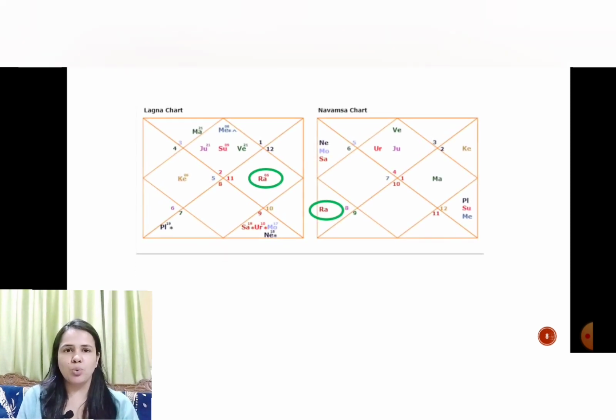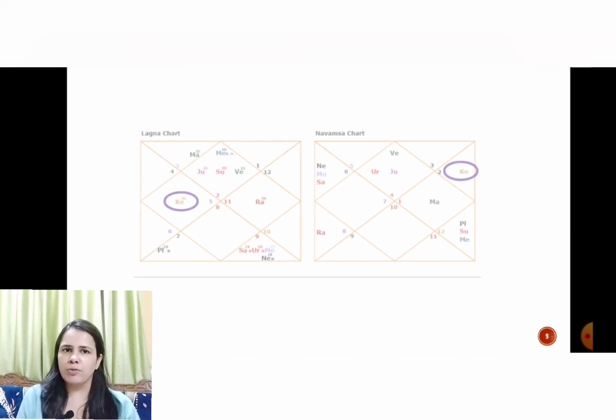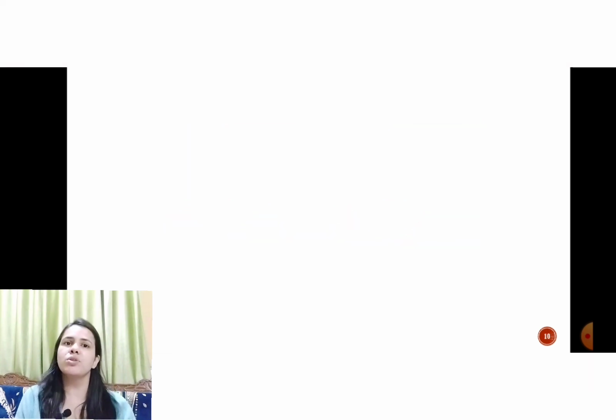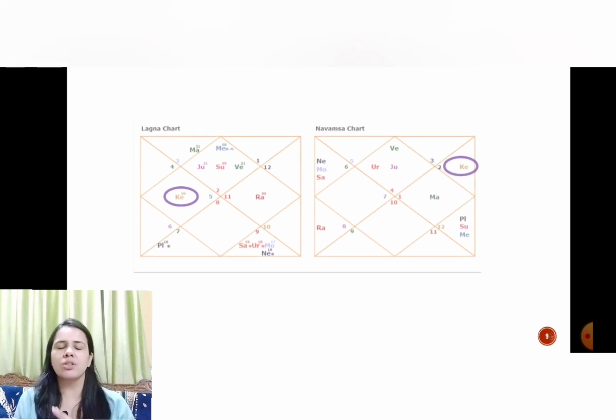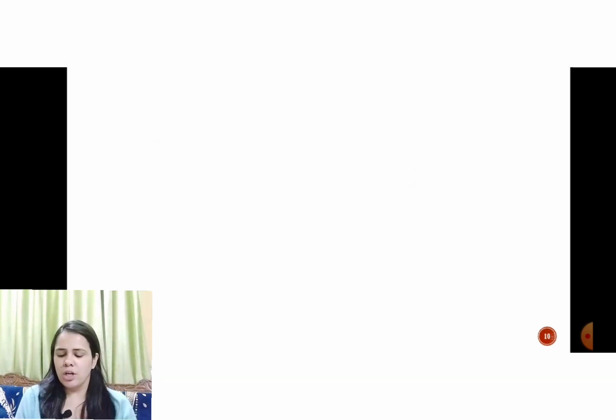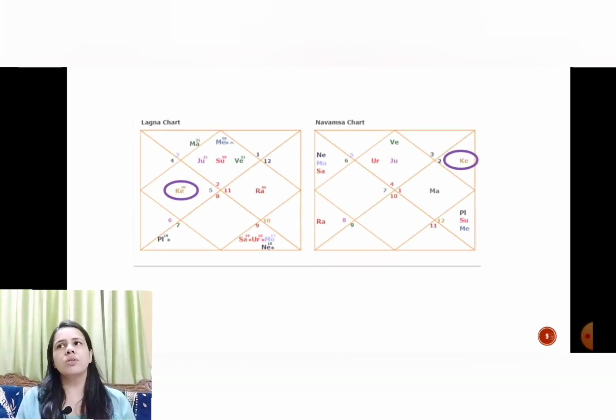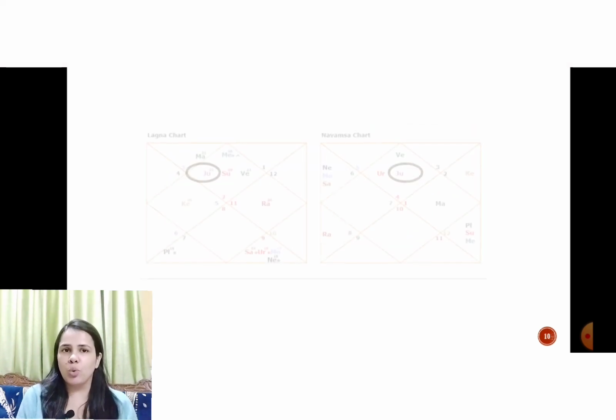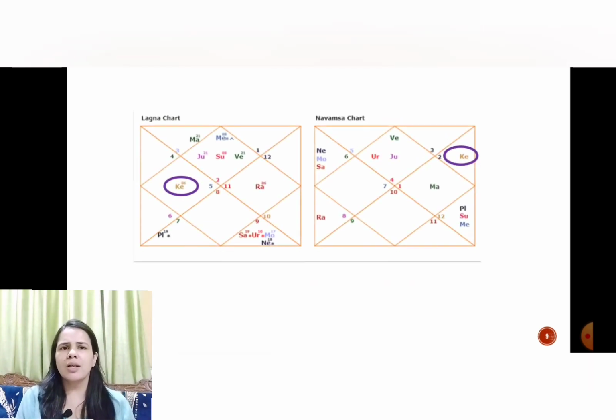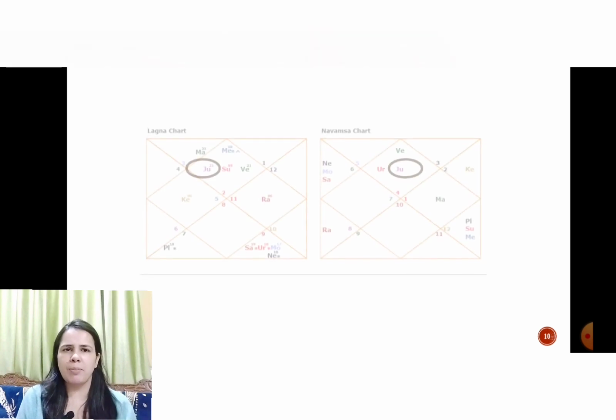Then coming to Ketu. Ketu here is sitting in the 4th house of the D1 chart in the Leo sign. Ketu is in the nakshatra of Magha, in its own nakshatra. It's very strongly placed in the 4th house. Ketu somewhere indicates how will be the happiness, how will be the home environment. So somewhere there is separation from the home environment and the happiness.